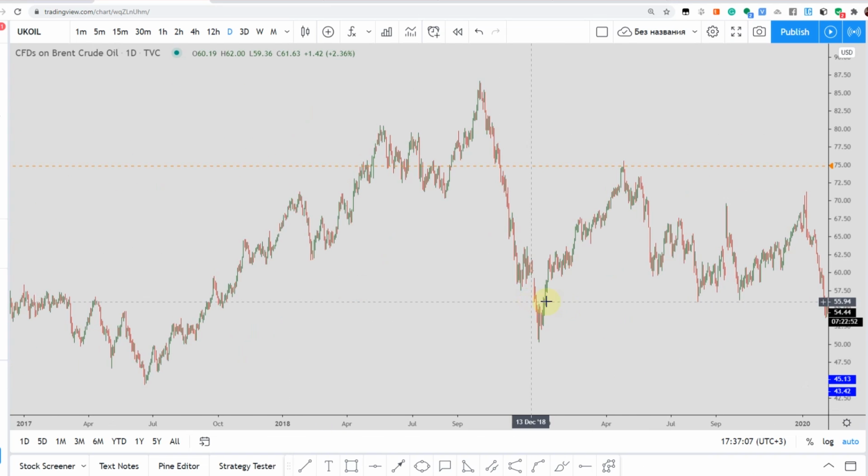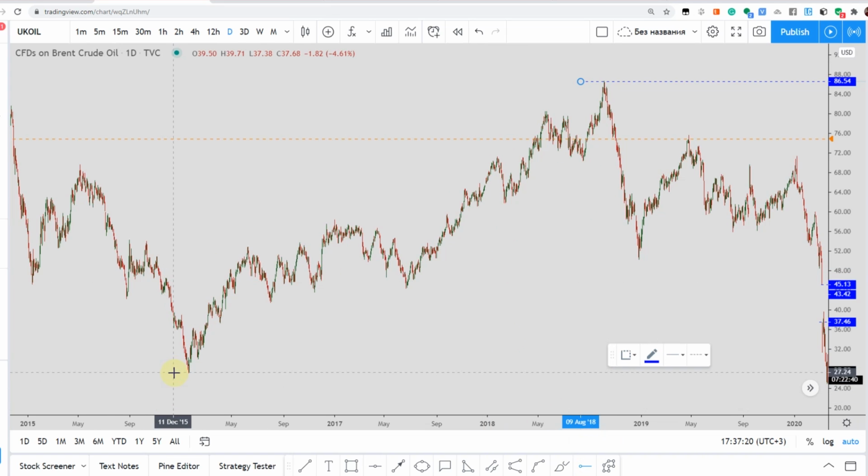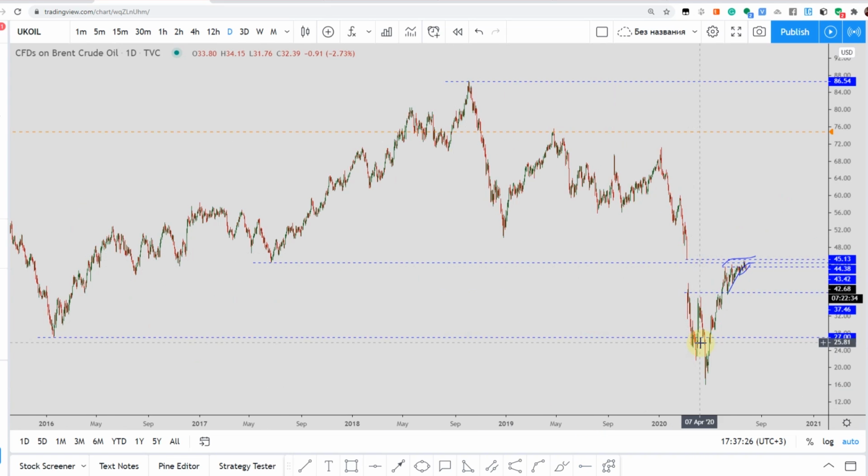First one, it is Brent oil. Sometimes you would see first trend breakpoint here. As you can see, price even made a gap. And take a look here. This price bounced from that trend breakpoint.